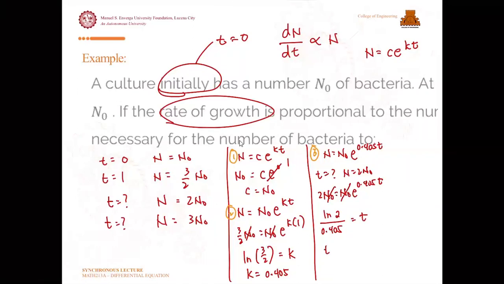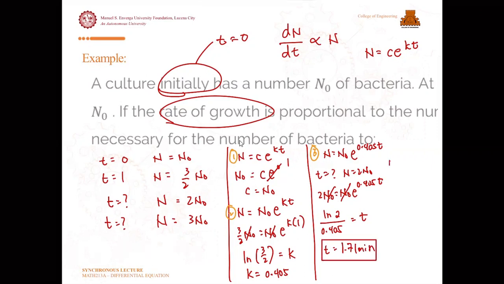So, yung t natin is equals to ln 2 all over yung value ng k. So, we have 1.771. So, ito is unit niya is in minutes. Okay? So, ito yung first answer natin.